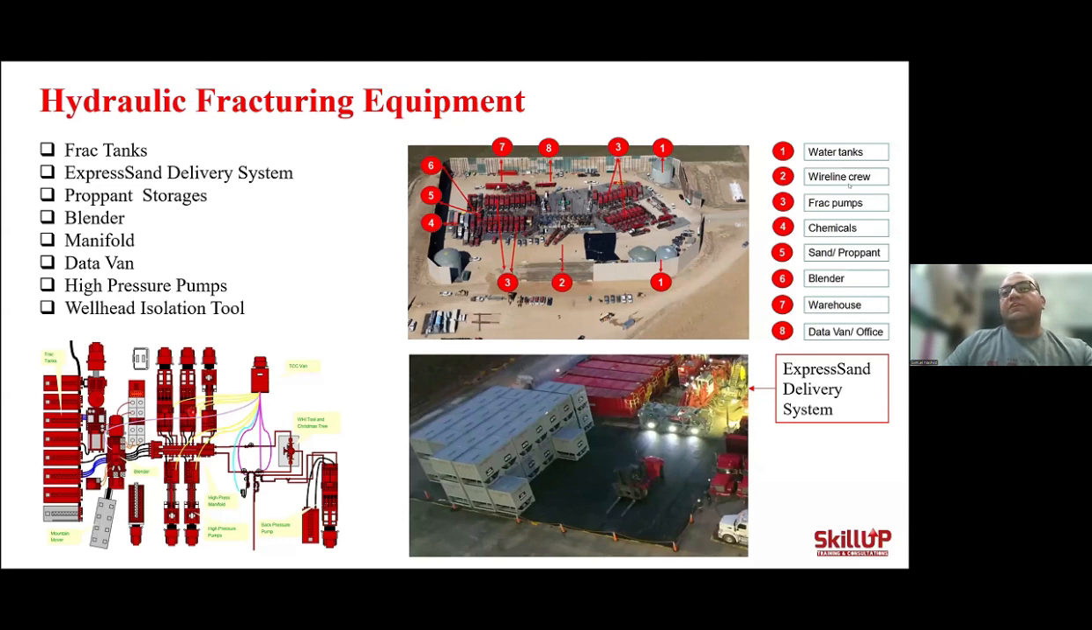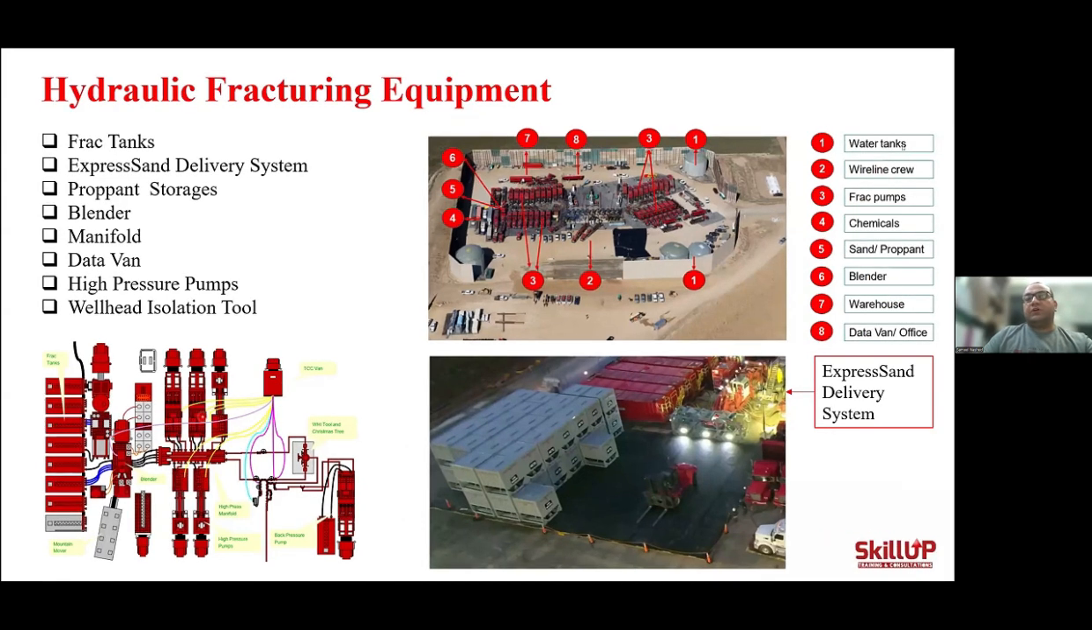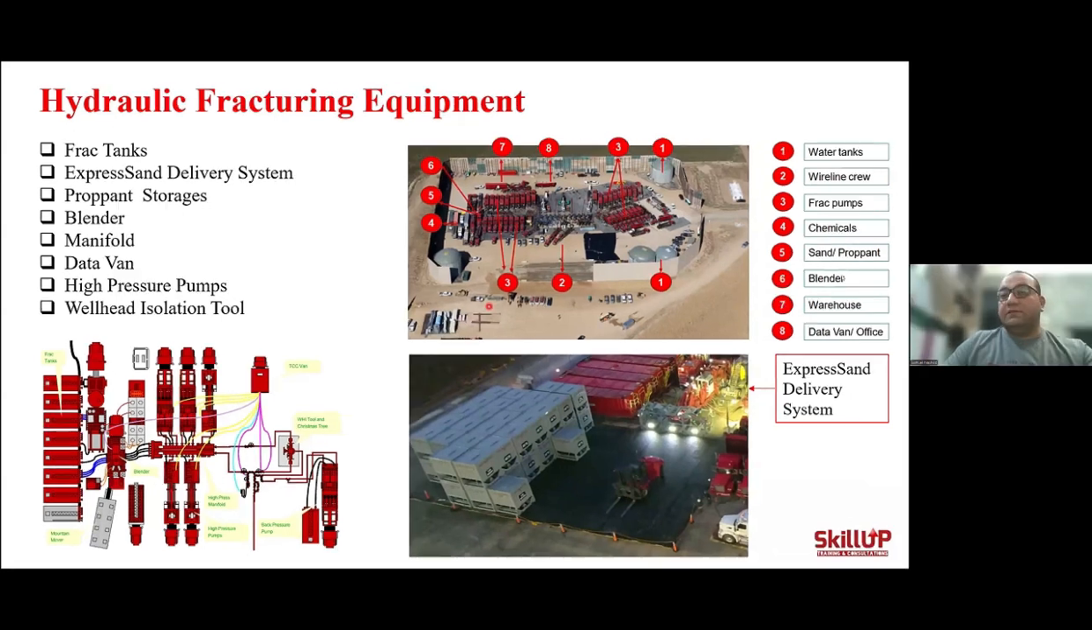And what are the components? These are the main components of a hydraulic frac equipment: water tanks, wireline crew, frac pumps, chemicals, sand or proppant, blender, warehouse, and data van. And recently, we have something called the Express Sand Delivery System. This is actually a famous system in the US. They don't use sandbags or sand castles anymore. They use this system, Express Sand.